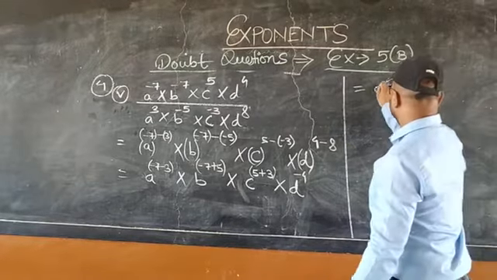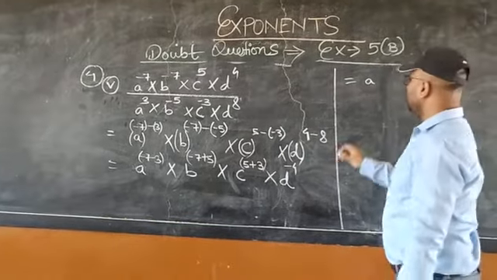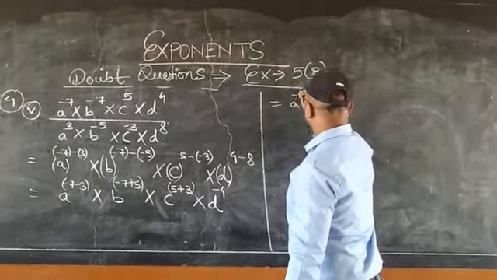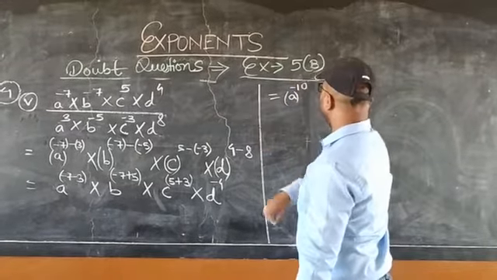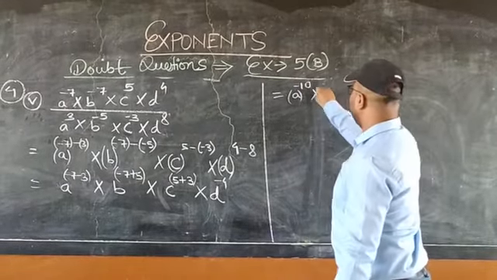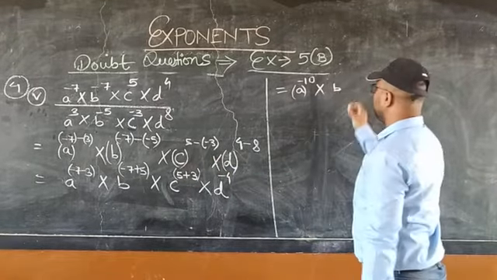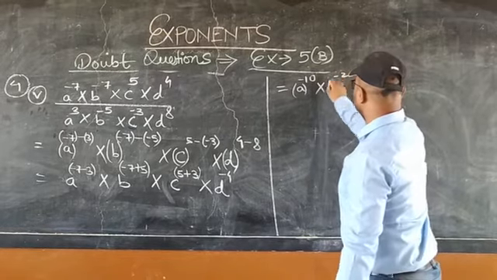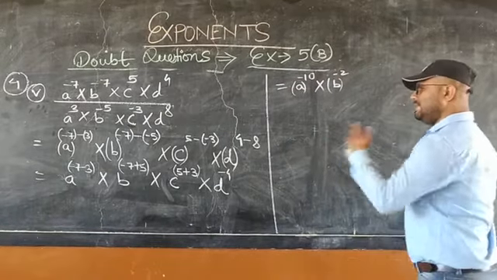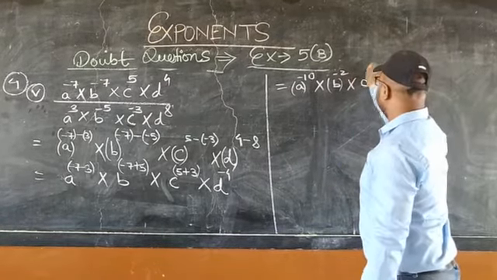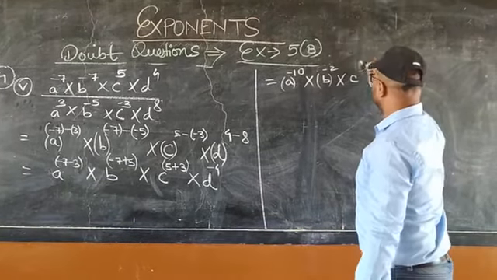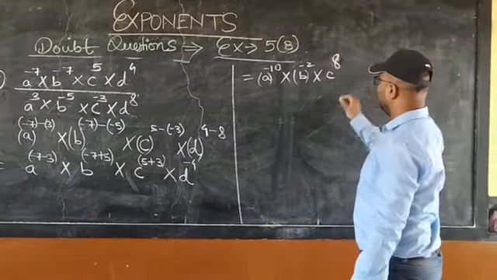A to the power minus 7 and minus 3, how much can we give you? Minus 10. A to the power minus 10 we have got. B to the power minus 7 plus 5, so it will give you minus 2. Yes students? C to the power 8, 5 plus 3, 8.